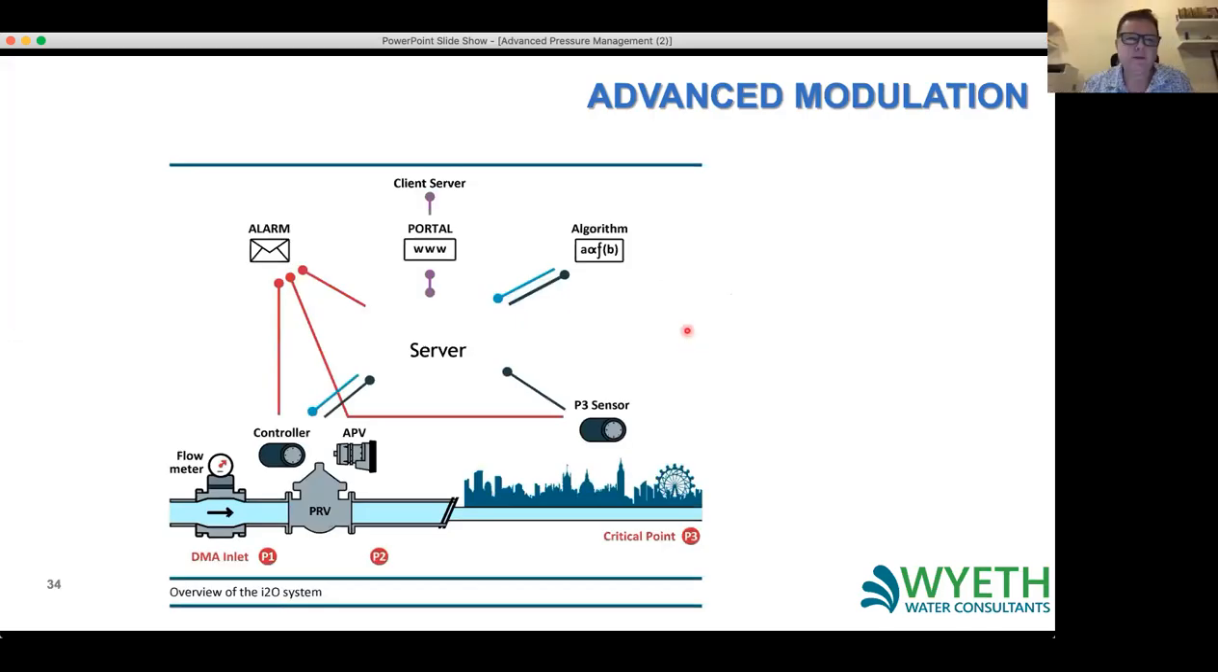So there are a few systems out there at the moment that look at the critical point. What this does is you have a pressure logger at the critical point, which is recording pressure continuously. And you have a pressure and flow logger at the PRV, which is logging flow through the meter and upstream and downstream pressure continuously.